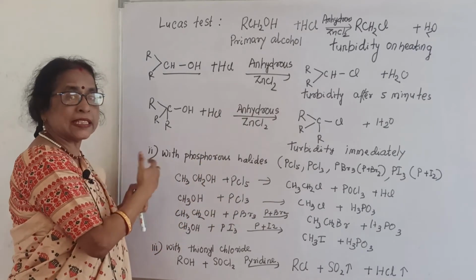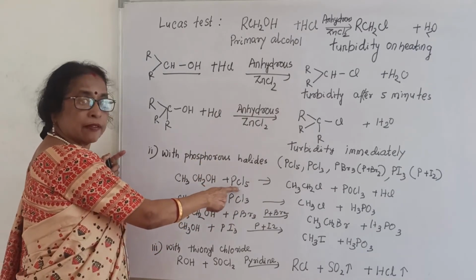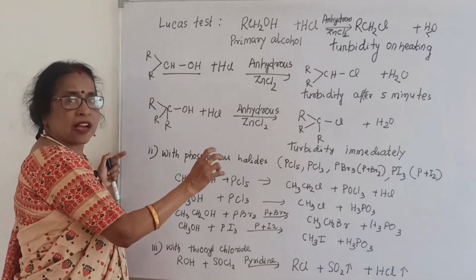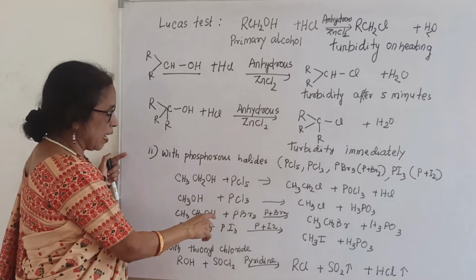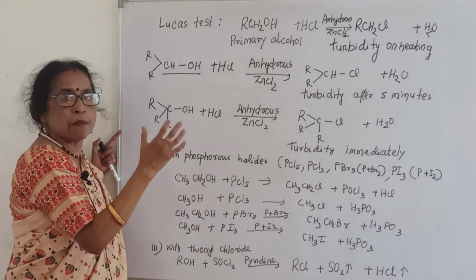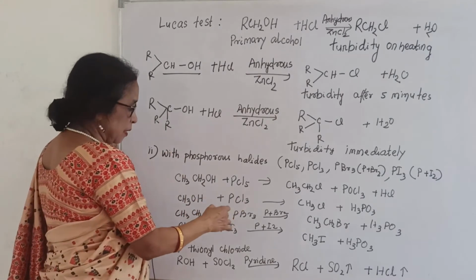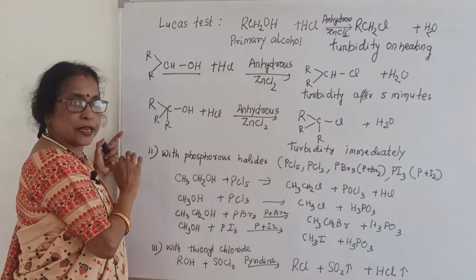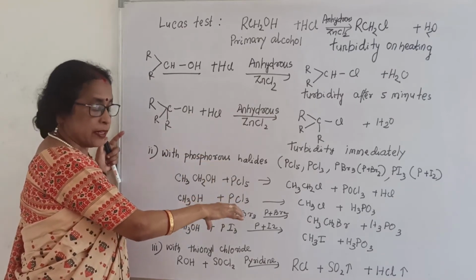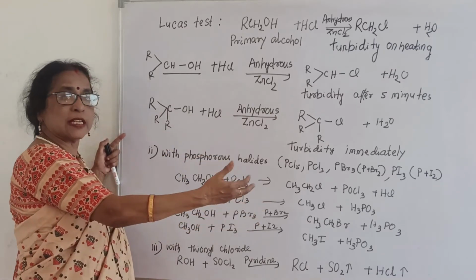Similarly, if you take PCl3, now see, here 5 chlorine atoms, here 3 chlorine atoms, so the byproduct is different. What is the byproduct? Here you will get H3PO3. What is H3PO3? Phosphorous acid. Similarly, if you take PBr3, PBr3 is not available immediately, so you will take phosphorus and bromine.